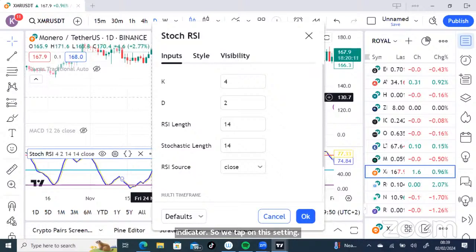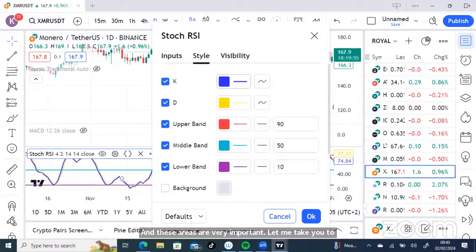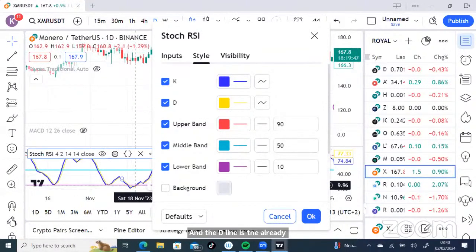And now here we come. The indicator has two lines. It has the K line and it has the D line. And these areas are very important. Let me take you to the style to see. When you come here to the style, the K line is the blue line you see on my screen, and the D line is the orange line that you see on my screen.